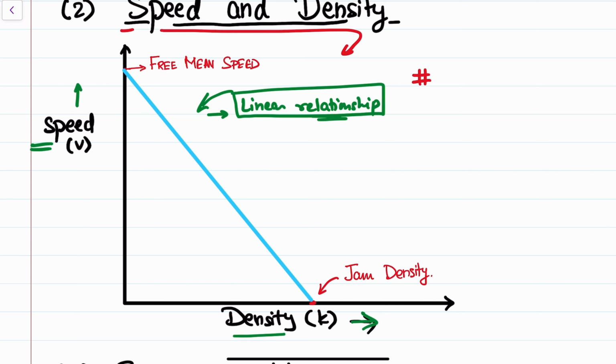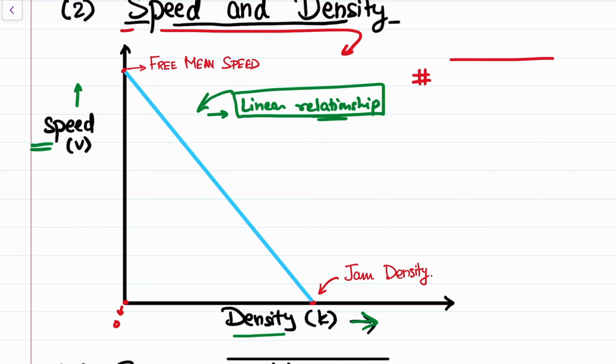The first deduction is that when the density is zero, we are achieving a free mean speed. And we know what traffic density is: the number of vehicles occupying a section of road in 1 kilometer length, right?